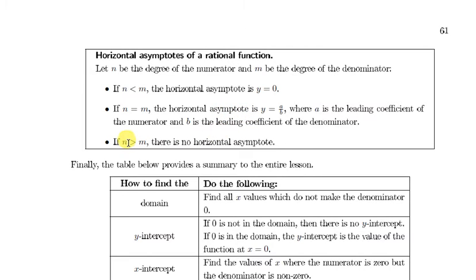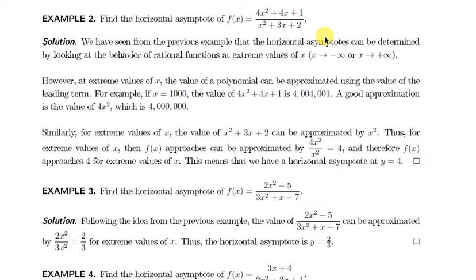Okay, and if n is greater than m, it means that the degree of the numerator is greater than the degree of the denominator, then there is no horizontal asymptote. For example, for some illustration, find the horizontal asymptote of this function.